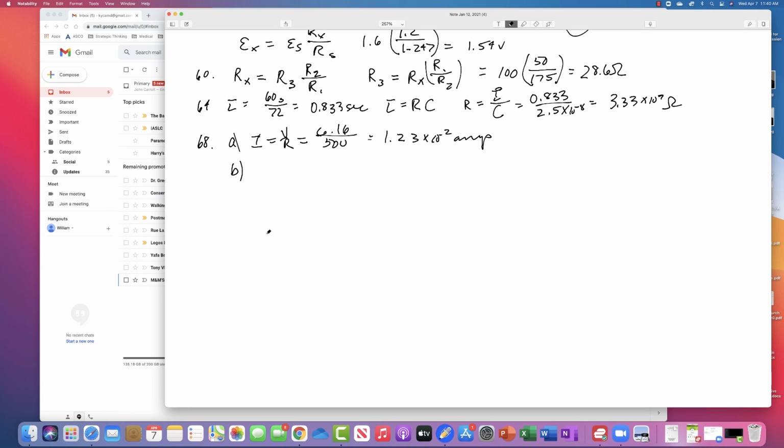Now, these things decay at a certain rate. And so B says, what is the RC time constant? So the RC time constant is tau. And so that's going to be equal to 500 times the capacitance, which is 1.5 times 10 to the minus 6. And that number is 7.5 times 10 to the minus 4 seconds.